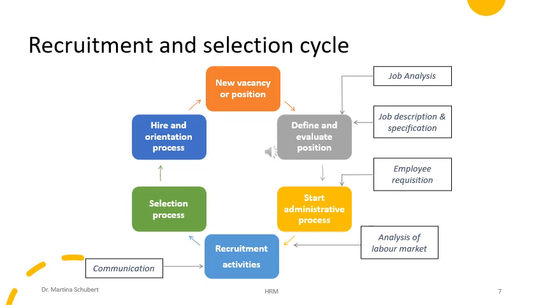The recruitment and selection process usually starts with a vacancy, or there is an open position to fill. So based on this situation, you define and evaluate the position. This means that you write a job description and job specification based on a job analysis. After this step, you start the administration process, which we had already in the last session, which is called the employee requisition.